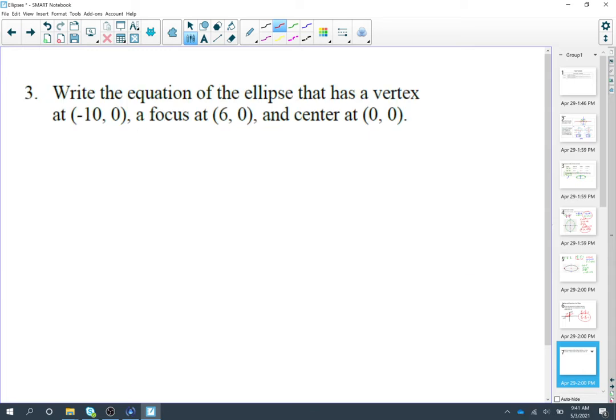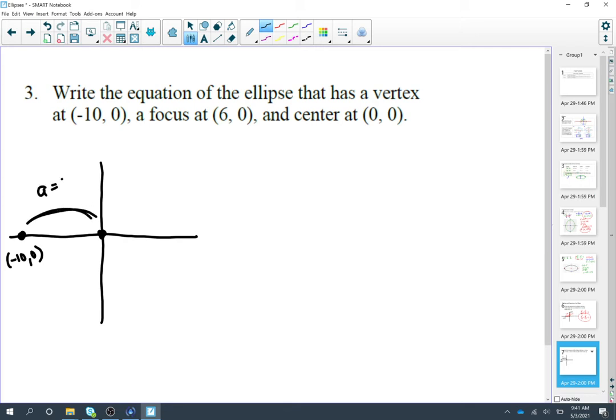Number 3, write the equation of the ellipse that has a vertex at (-10, 0), a focus at (6, 0), and a center at (0, 0). So again, we're going to start with a picture, and we know that we have a vertex at (-10, 0). We also have a center. Now, if that's a vertex, that means that this distance here is going to be your major axis, which is your a. So we know a is going to be 10.